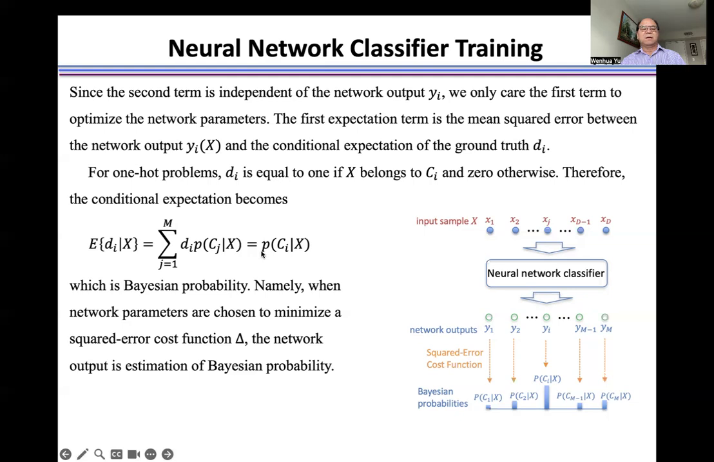a Bayesian probability. Namely, when network parameters are chosen to minimize the squared error cost function, the network output is the estimation of Bayesian probability.